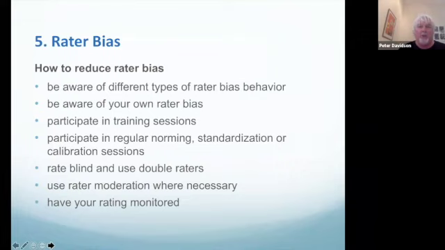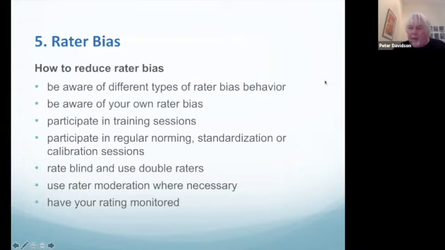How to reduce it: be aware of the different types of rater bias behavior, be aware of your own rater bias. I'm trying to become better at that. Participate in training sessions. Training sessions are hugely important. Regular norming, standardization, and calibration sessions. Rating blind, that means not knowing who wrote the script, double raters, the use of moderation when the two raters are out, and having your rating monitored by a third party is vitally important.